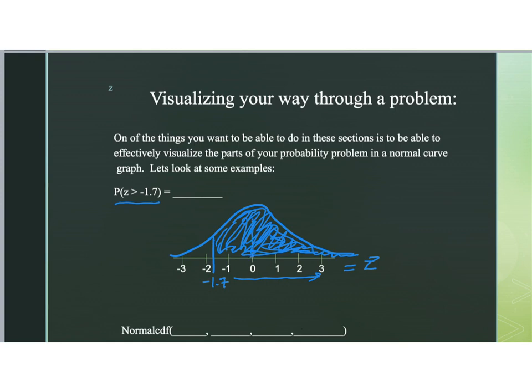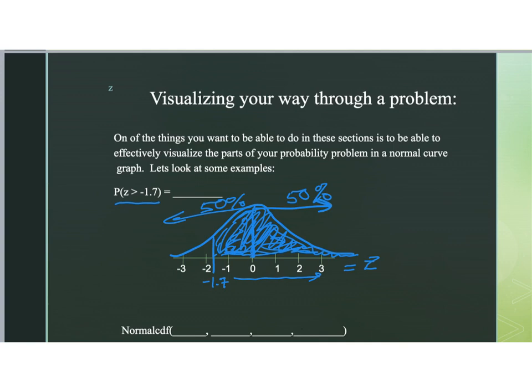Because at the center here, where 0 is, this is the point where we have 50% to the right, and we have 50% to the left. And so it makes complete sense that since I'm to the left of 0, and I'm shading to the right, I have more than 50% of my data shaded.